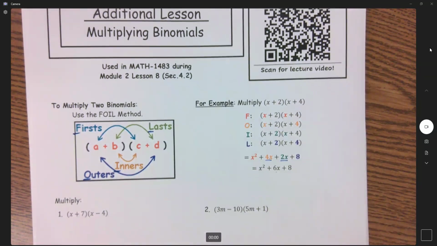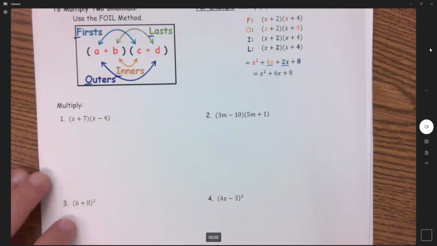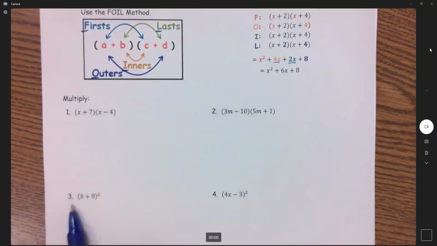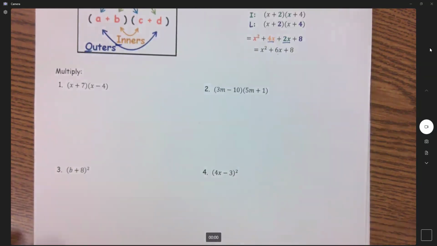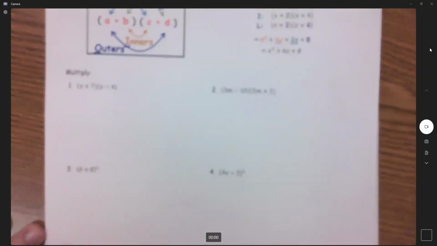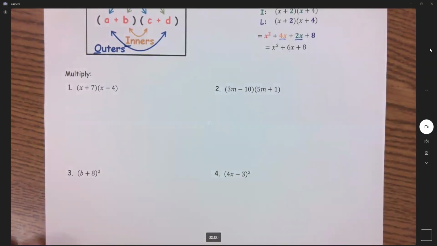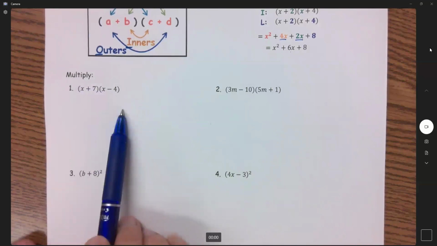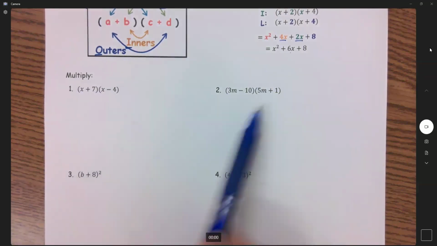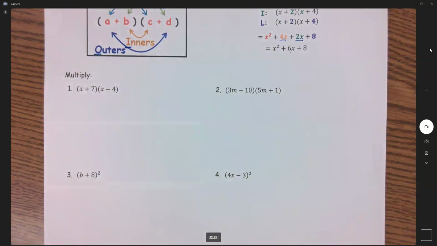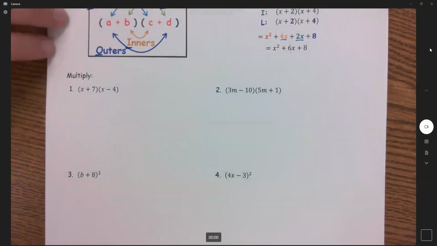So let's try some. I'm going to do 1, 2, and 3, and then I want you to attempt 4 on your own. And if you feel like you've got this after the first example, maybe pause the video and see if you can do 2, 3, or 4 on your own. Pause the video and try it on your own whenever you feel comfortable.